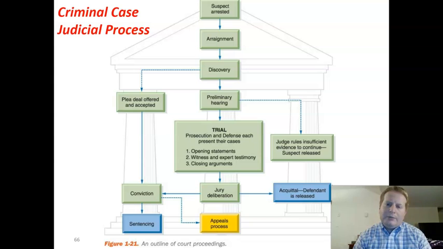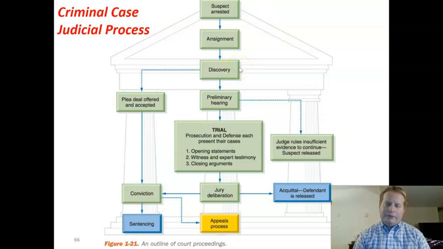And really, both sides are going to be sharing all evidence that they have before they go to trial. It's not supposed to be any big surprises once they get to trial, essentially. And both sides can really prepare their case that way. So that's going to happen during discovery.